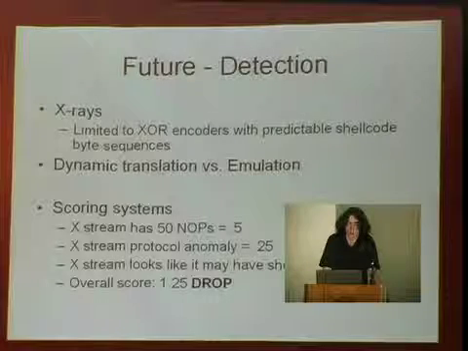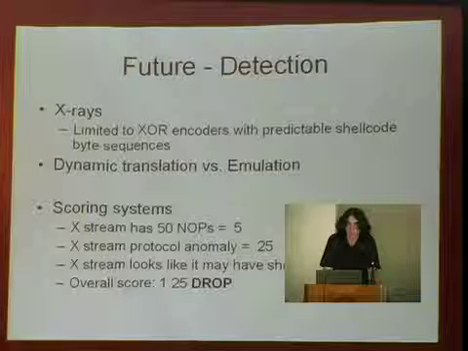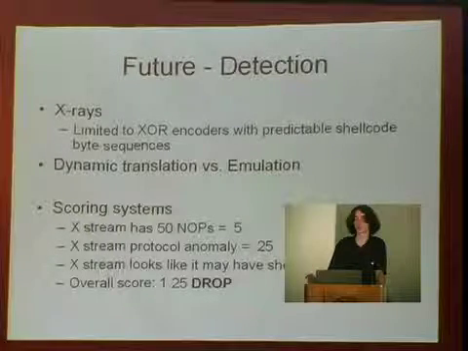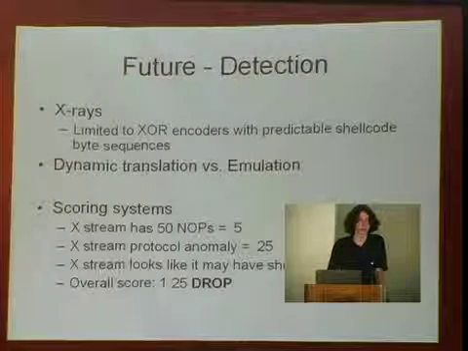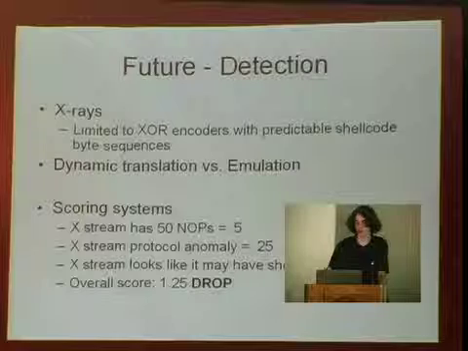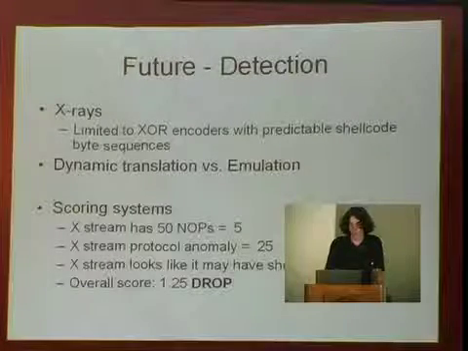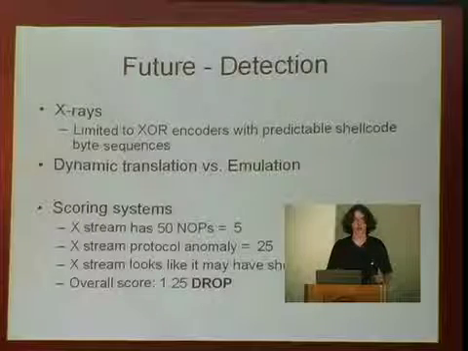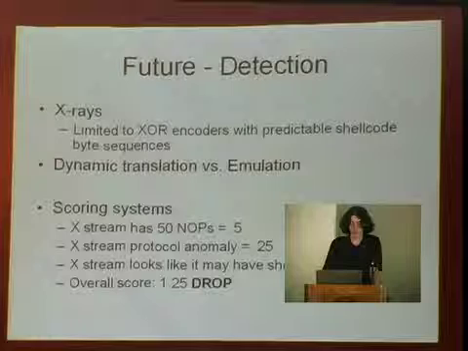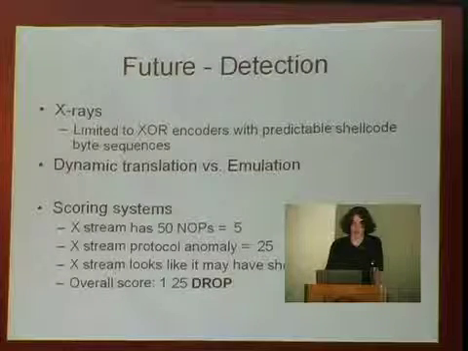So what we can do is have scoring systems. We may not be able to say that every packet has a shellcode in it, but we can infer that if a packet has NOPs in it, it may have shellcode. And if a packet has protocol anomalies in it, it may have NOPs. Basically, we look for the lowest common denominator first. It's likely that if there's an exploitation attempt, there's going to be a protocol anomaly in there somewhere. And it's likely that if there's a protocol anomaly, there may be NOPs.